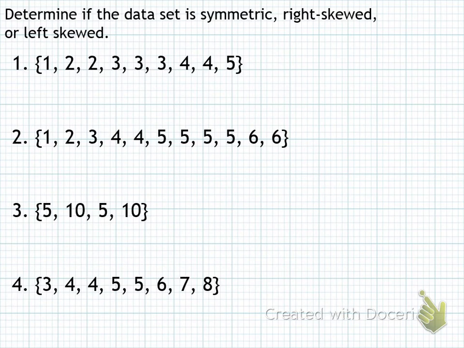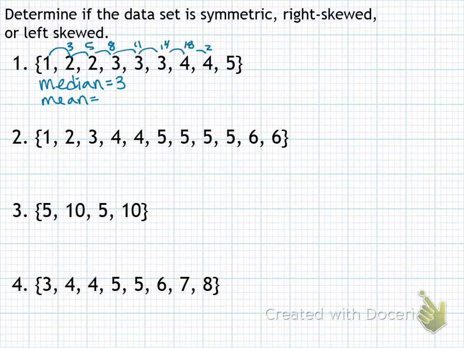Okay, here's some examples. If we were given the data set, we could find the median and the mean and compare those. So we could do this numerically. We find the median is 3 for number 1. And the mean, if we add these, we get 27, and there are 9 terms. So we would do 27 divided by 9, which is 3. Okay, these are equal, so we're thinking this is going to be symmetric.